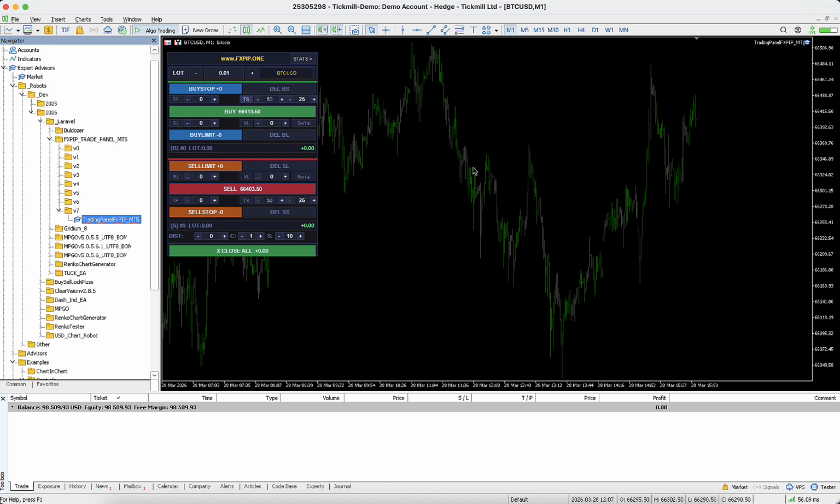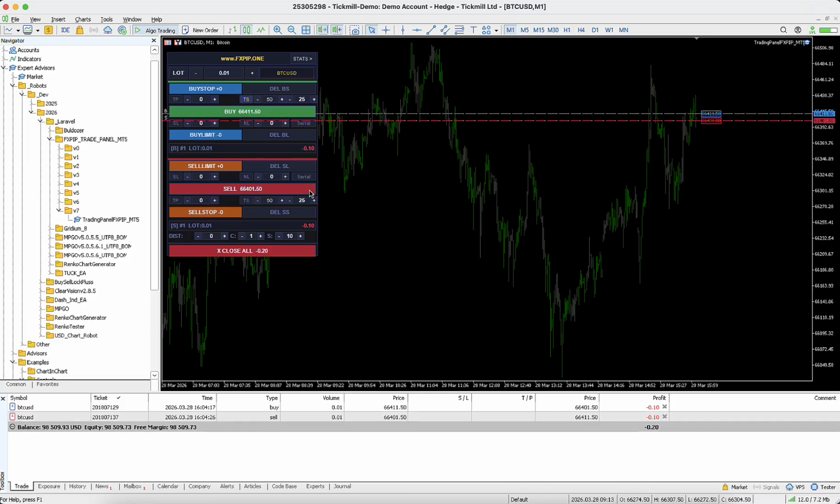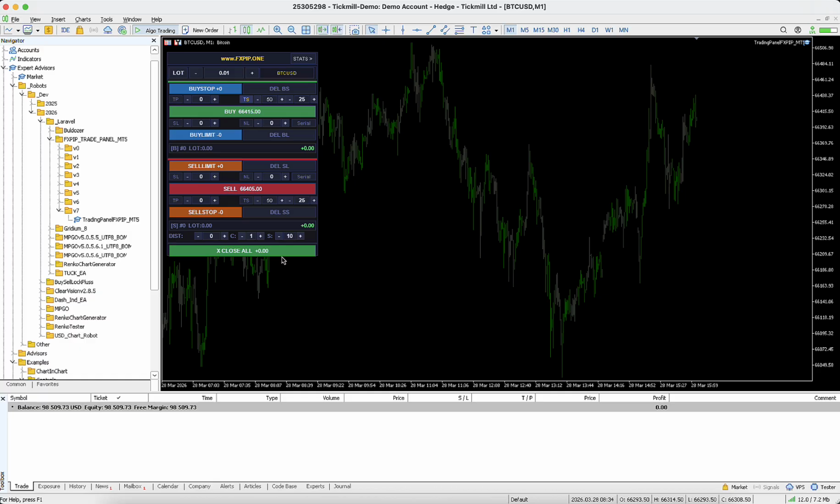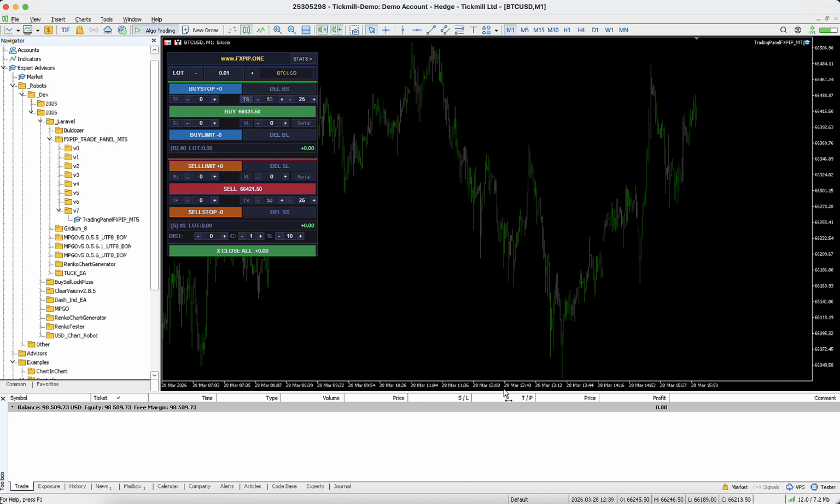We have a lot of options here, a lot of interesting functions. What we have: we can open market buy, with the buy and break-even level for the serial of this. We can sell at market, we can close all, we can see statistics for today, yesterday, this week, this month. We can hide it if we don't need it. It really works fast. What else can we do?